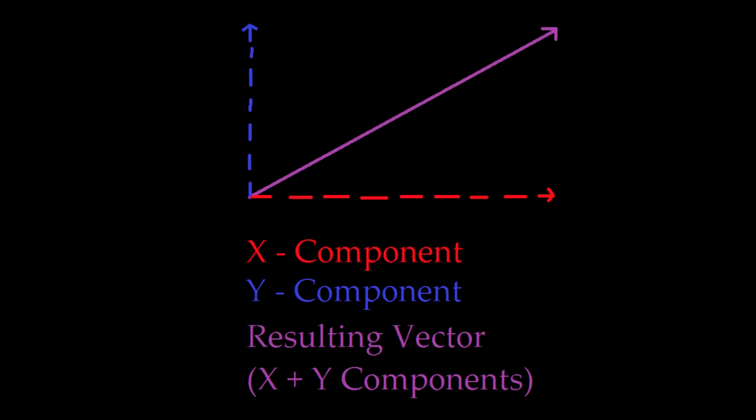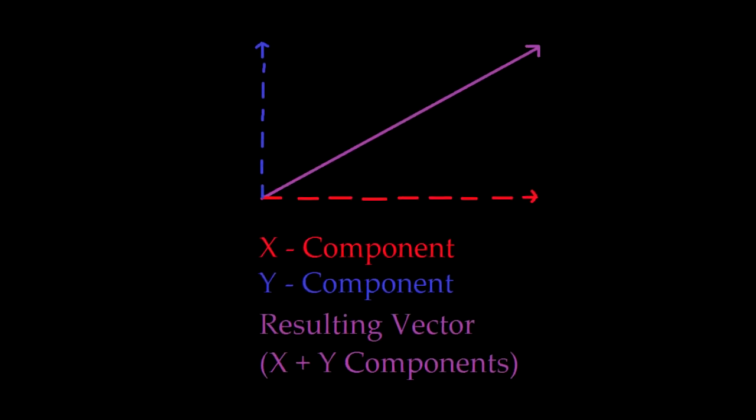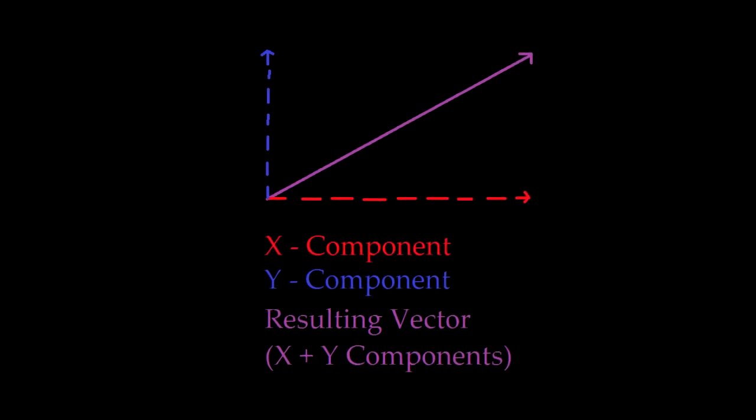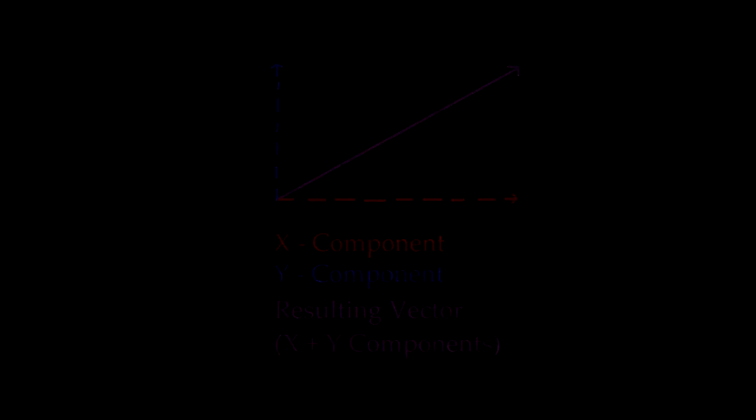So a diagonal vector is actually a combination of two vectors. And this is how you have to see it. When you think of a diagonal vector, you have to think of it as a vector that has both an x component and a y component. So for example, this vector right here has both an x component and a y component that when you add up, it gives you this final direction and magnitude.